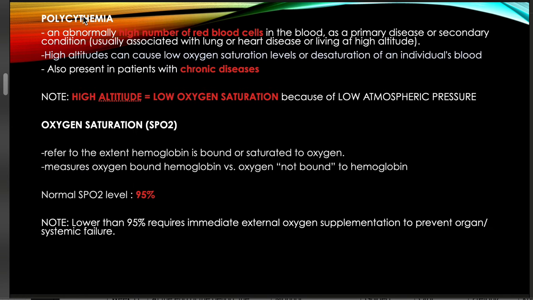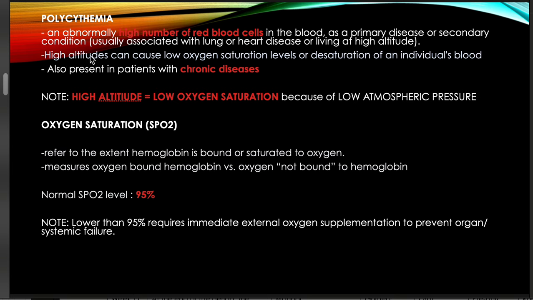Okay, polycythemia. This is an abnormally high number of RBCs in the blood as primary disease or secondary condition, usually associated with lung or heart disease or living at high altitude. High altitudes can cause low oxygen saturation levels or destruction of an individual's blood. Okay, so also presence in patients with chronic disease.